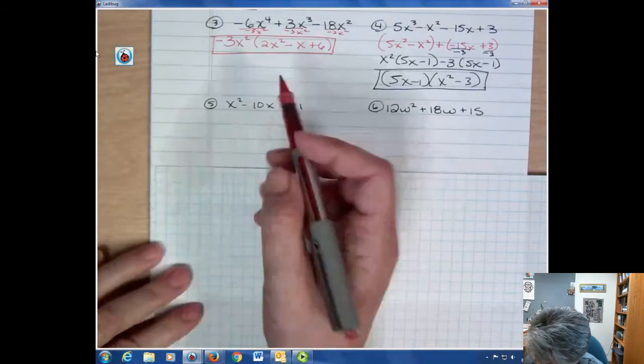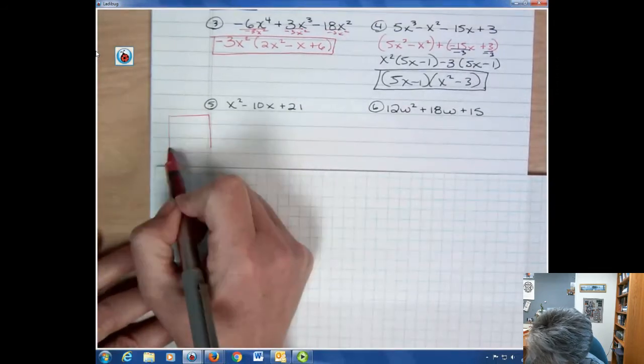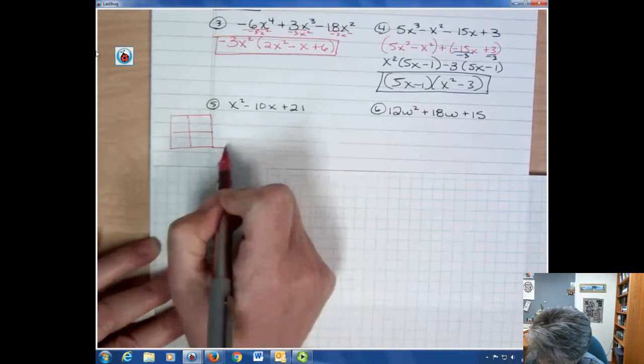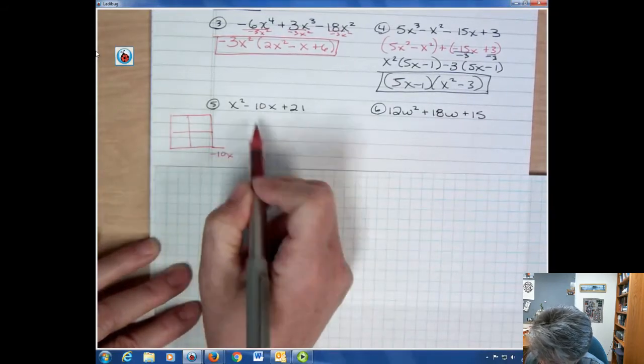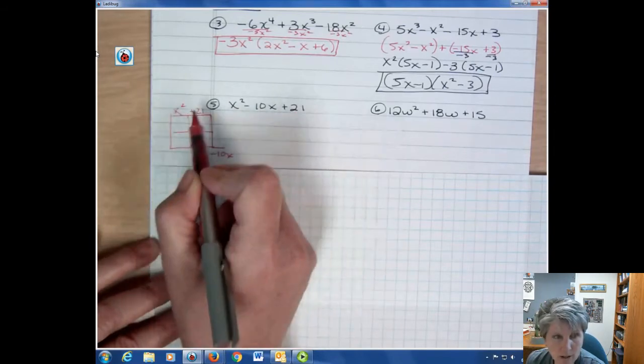And so if you can do that on your own, fast forward for a second. I always teach it using the box method. I don't think that Andrea teaches it that way. The bottom is negative 10x. The first term is x squared, and the last term is positive 21.